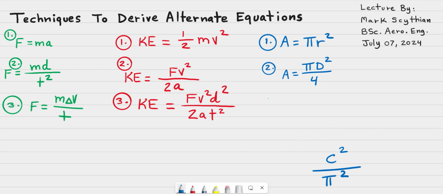So then a third alternate derivation for the area of a circle: the area of a circle is equal to pi times c squared, or circumference squared, divided into pi squared, then into 4.